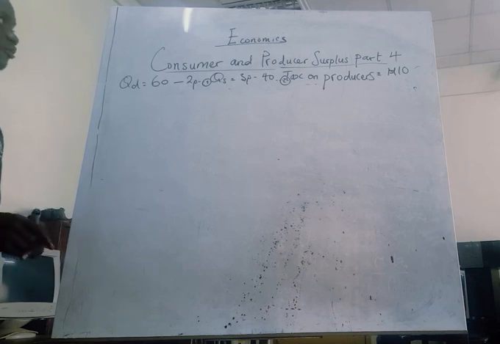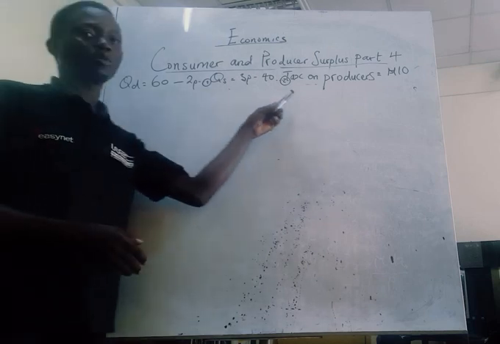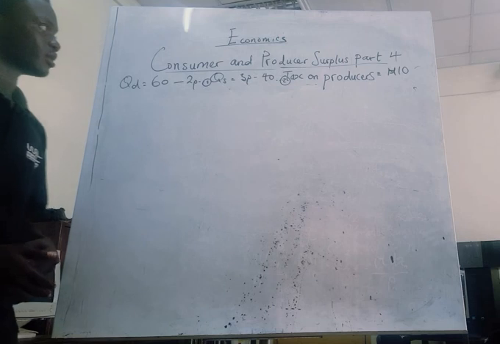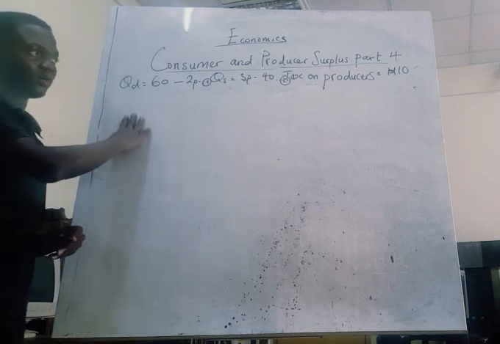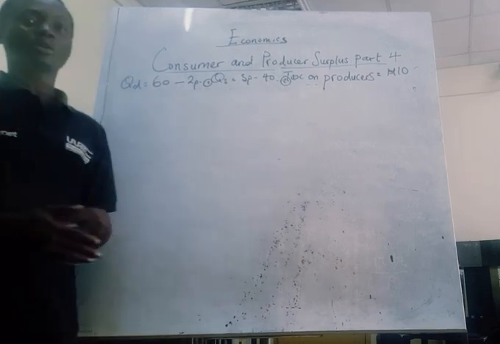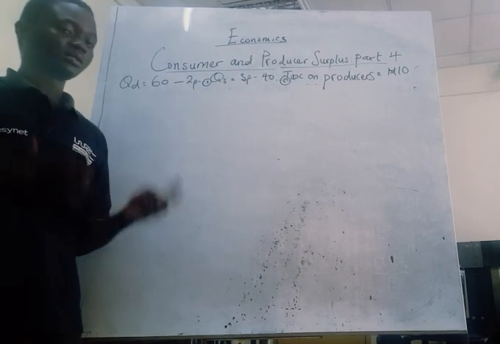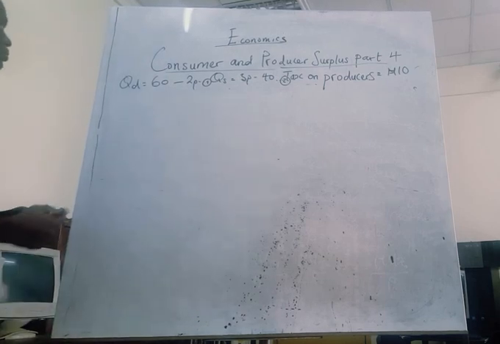We shall be continuing from our previous class, and this time around, we'll be talking about consumer and producer surplus, but with the taxes imposed on the producers. The other time, we talked about taxes imposed on consumers. So it is the same question, but now the tax is being imposed on producers. So we want to see if we are going to arrive at the same answer or not. All right, so let's start.